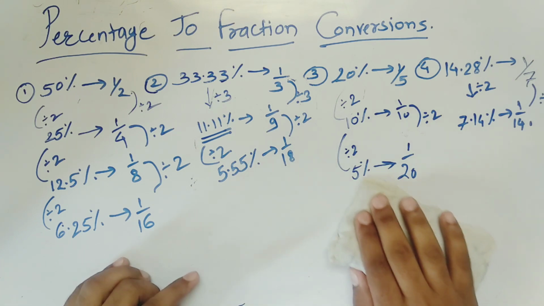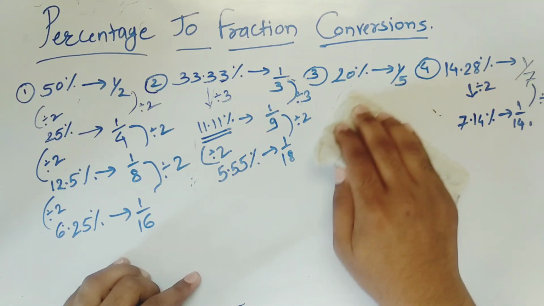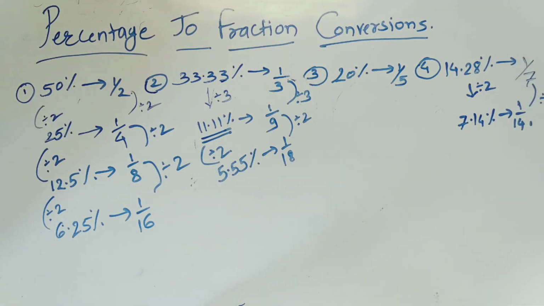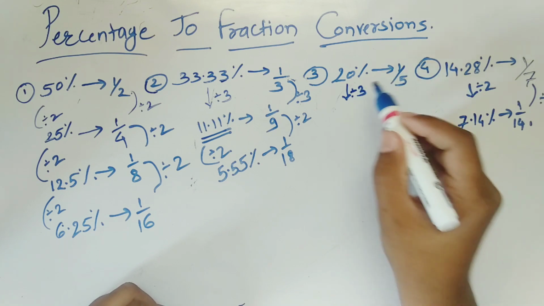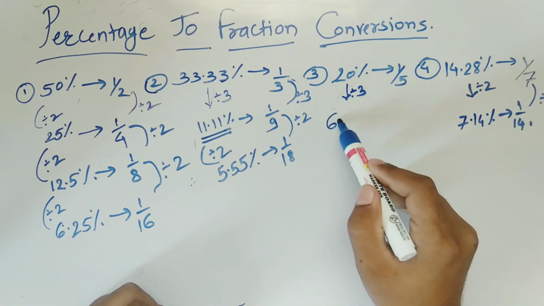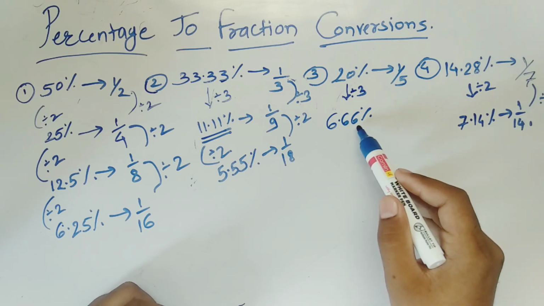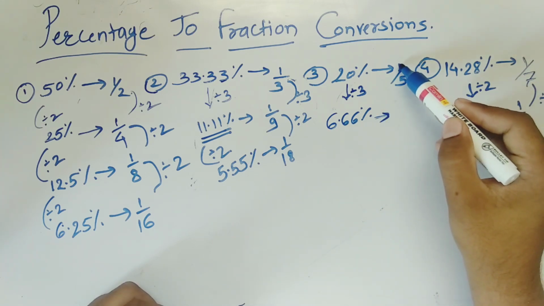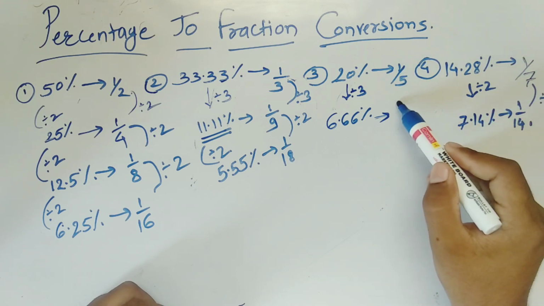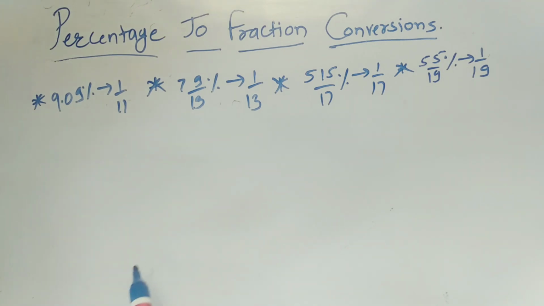We can also get some other ratios by considering the 20% calculation. When 20% is divided by 3, we get 6.66%. So the 6.66% fraction value can be calculated as, when 1 by 5 is divided by 3, we get the ratio 1 by 15. So these are the remaining 4 conversions.